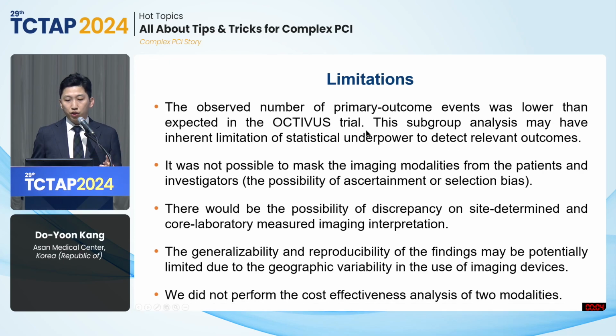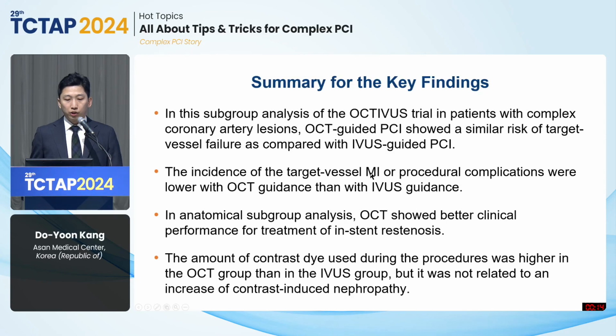However, there are some limitations, because the observed number of primary endpoint events was lower than expected, and there was no masking, so there can be some selection bias. So in the subgroup analysis of the OCTIVUS trial, we concluded that OCT-guided PCI showed a similar risk of target vessel failure as compared with IVUS-guided PCI for guiding complex PCI.